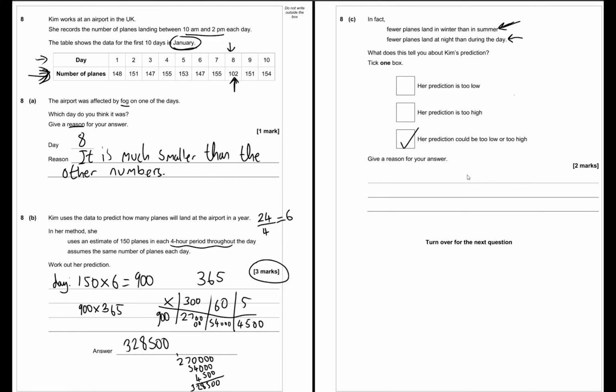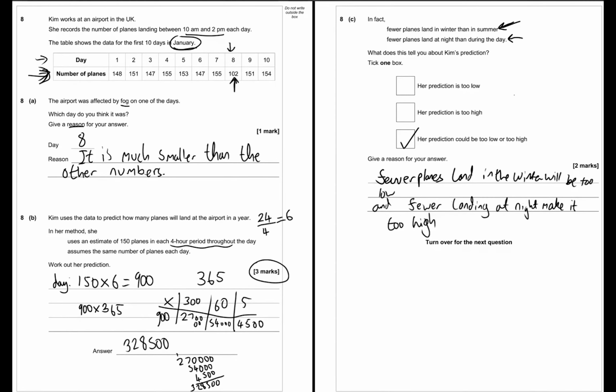Okay, so how can we write this? What can we say? So we can write fewer planes landing in the winter will make it too low, and then fewer landing at night will make it too high. Okay, that's it for question 8.